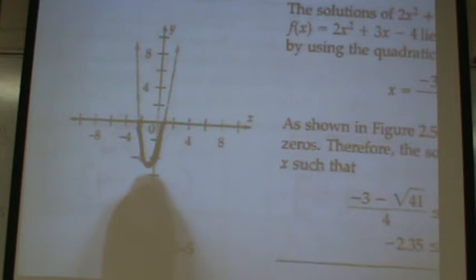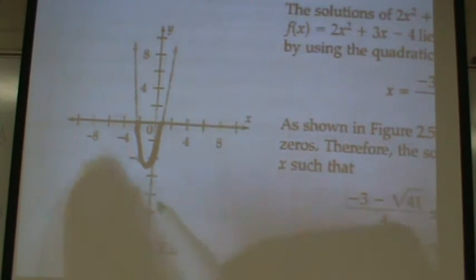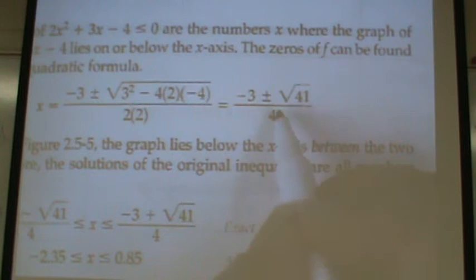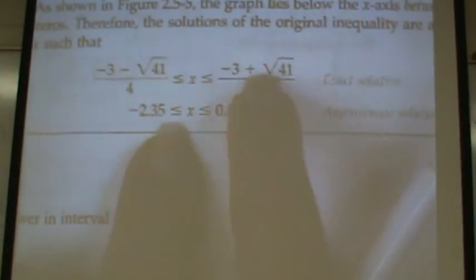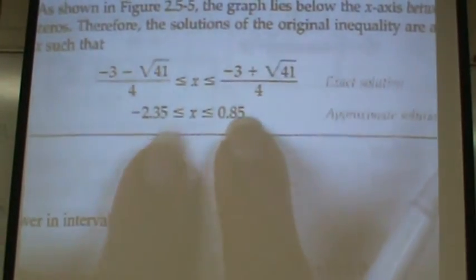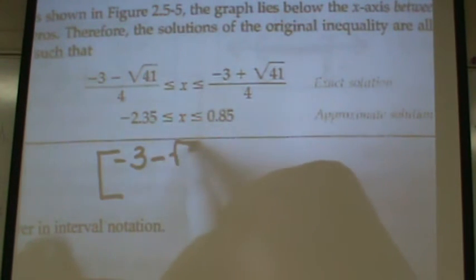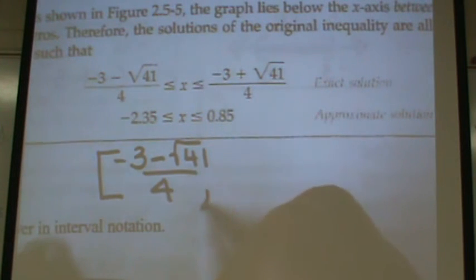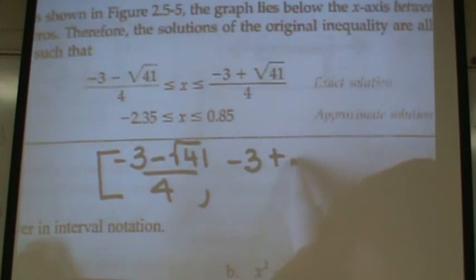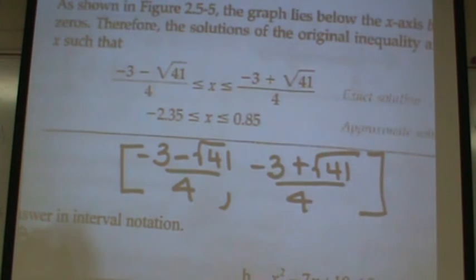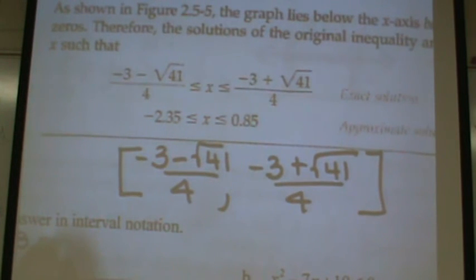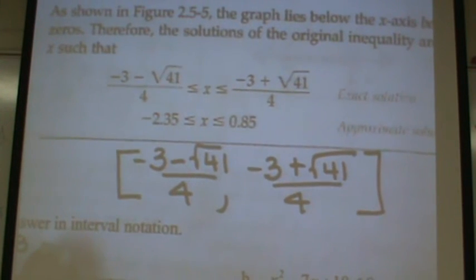So how would we answer that? It would be in between these 2 numbers, so it's the interval between negative 3 plus and minus root 41 over 4. So you could write your answer like this, or better yet, the best answer would be negative 3 minus root 41 over 4, comma, negative 3 plus root 41 over 4. And that would be interval notation. And that's what your answers are going to start to look like when you get more deep into this stuff.